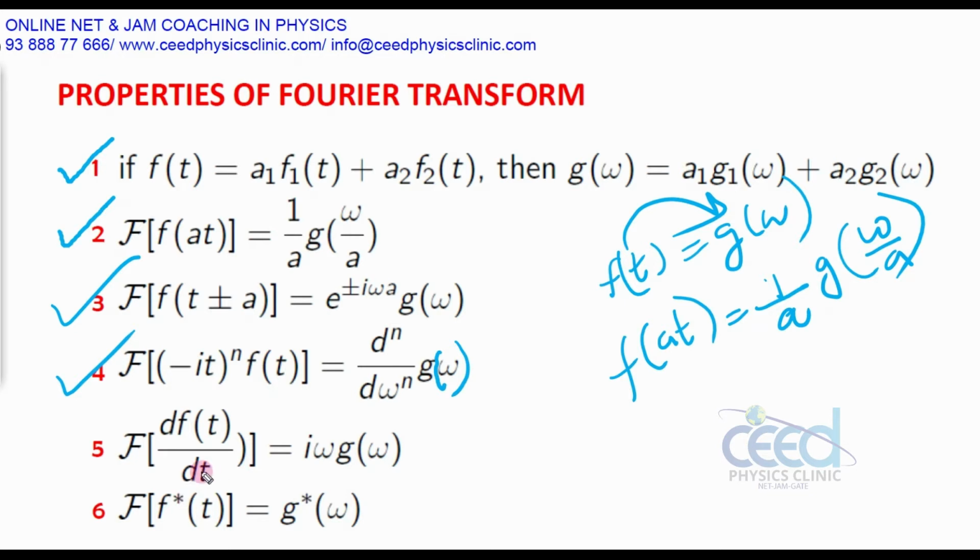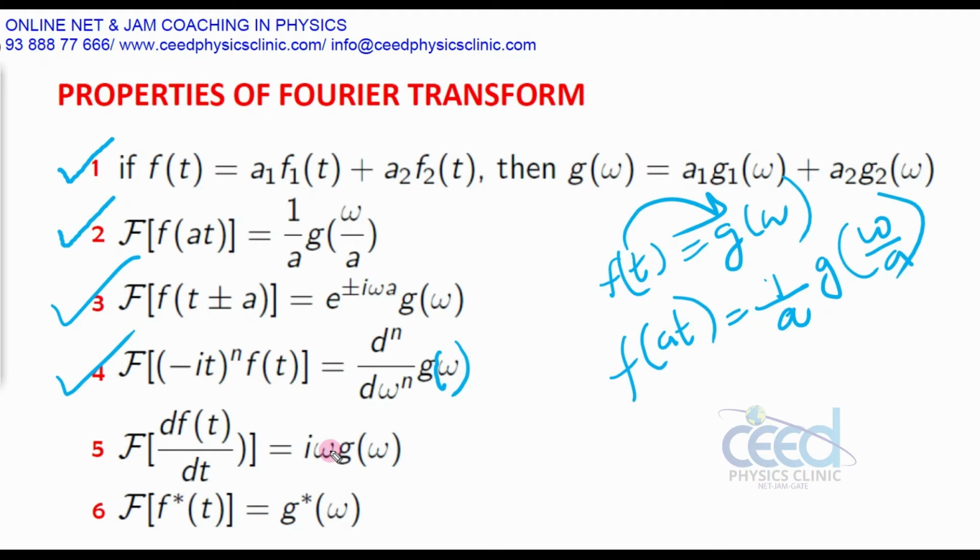Now the Fourier transform of the derivative of a function is i omega into g of omega. If f of t has the Fourier transform g of omega, then if you differentiate this f of t and then take the Fourier transform, you have to multiply with i omega. That's the only change coming here.